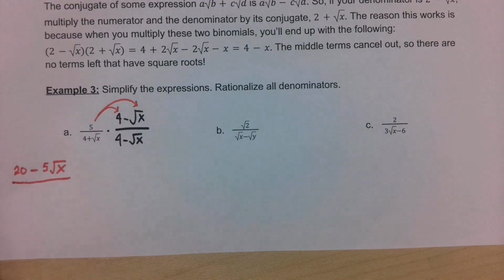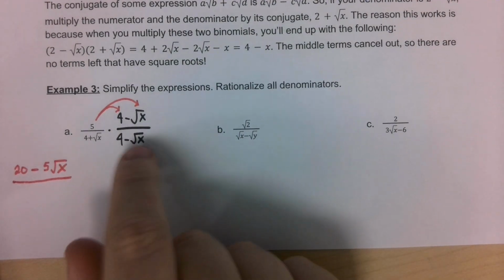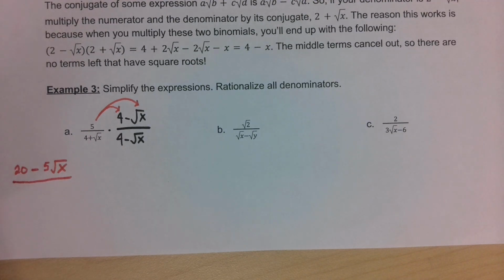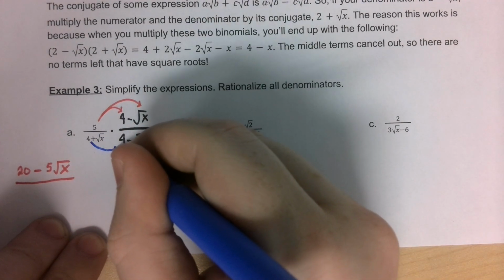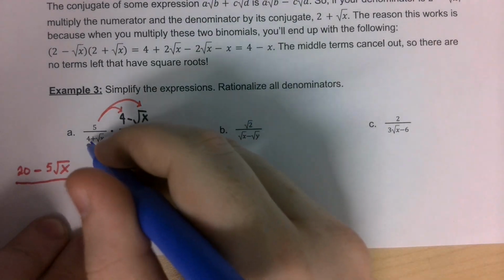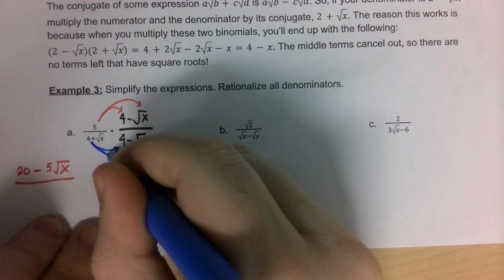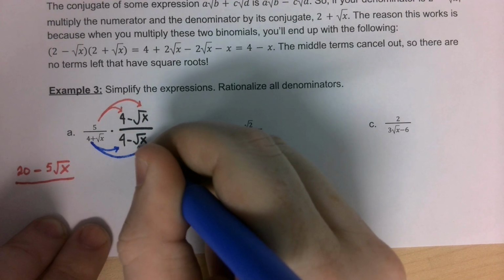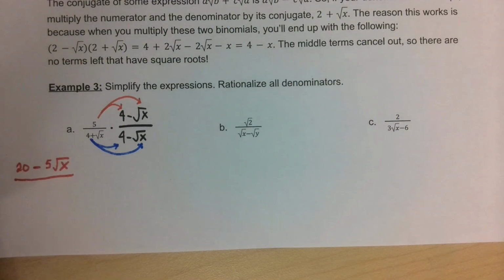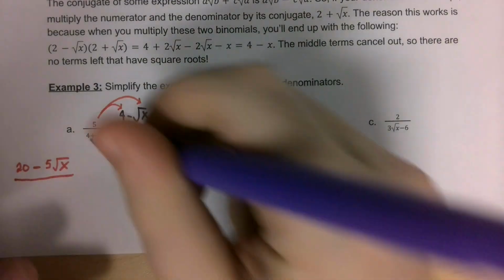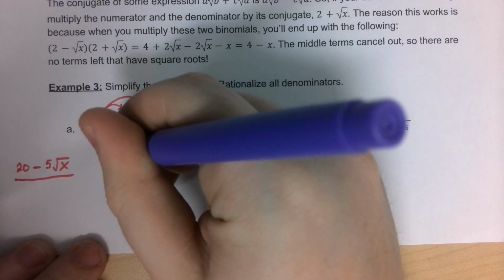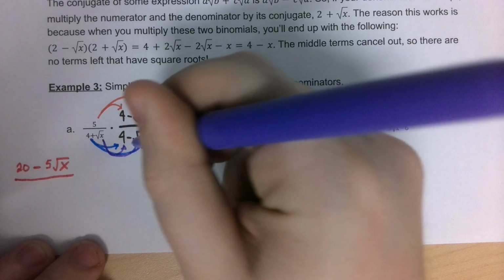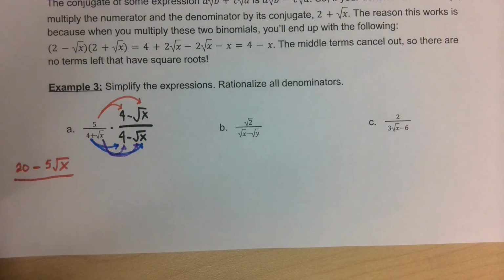But what do you do when you have 2 binomials, like 4 plus the square root of x times 4 minus the square root of x? Both of those have 2 terms in it. This is where we FOILed, or used double distribution. We would do 4 times 4 for first, we would do 4 times negative square root of x for the outer two terms. We would do square root of x times 4 for the inner two terms. And we would do square root of x times negative square root of x for the last terms.